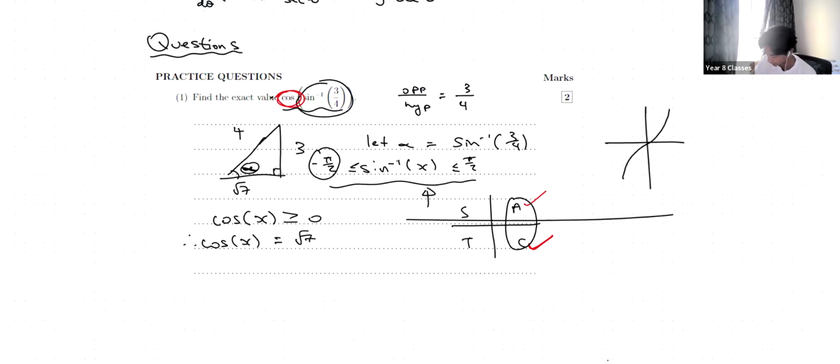Exactly. And this works because we've shown that cos x is positive given the domain of sine inverse x, or rather the range of sine inverse x. Okay, cool.